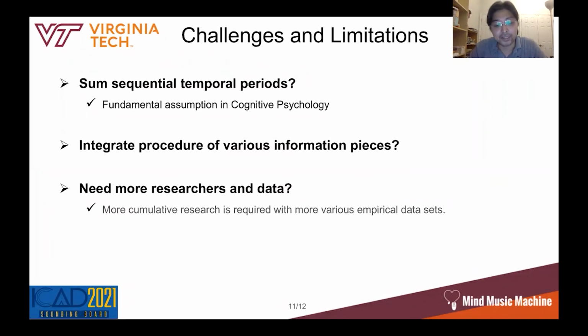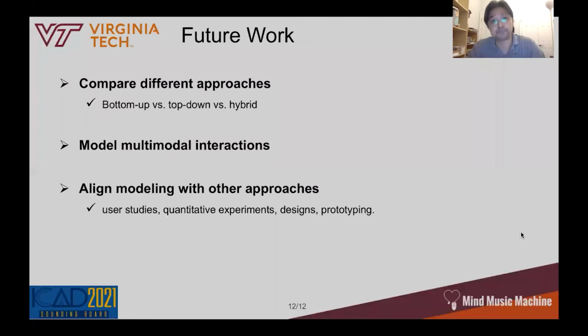So basically, following this fundamental assumption in cognitive psych, we just sum up sequential temporal processing, but that cannot explain parallel processing in our brain. Also, we cannot explain how different parts of the brain integrate different information pieces here and there. That's kind of hard to get at this point. And of course, we need more researchers and more data to make more models and validation.